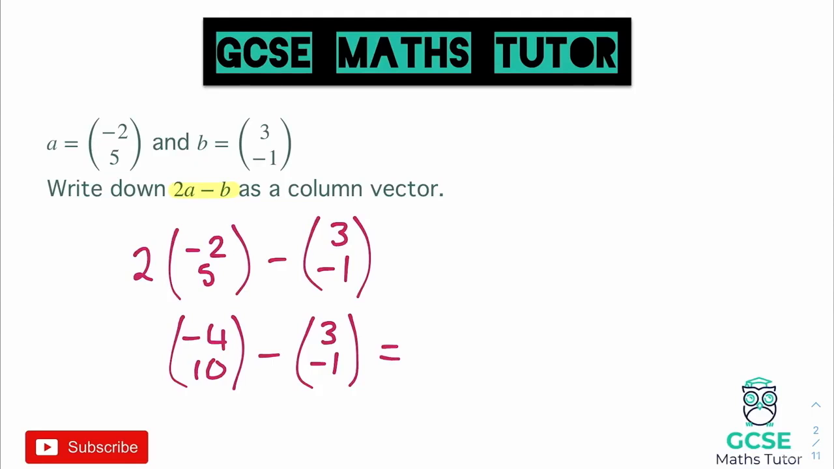We've got minus 4, and this time we're going to take away 3. So minus 4, take away 3, leaves us with minus 7. And on the bottom there, we just need to be careful because we're doing 10 and we're going to take away that negative 1 on the bottom. So taking away a negative, that's obviously going to add 1. So actually we're going to do 10 add 1 here, and that's going to be 11. And there we go. There is our final vector, minus 7 over 11, written as a column vector.